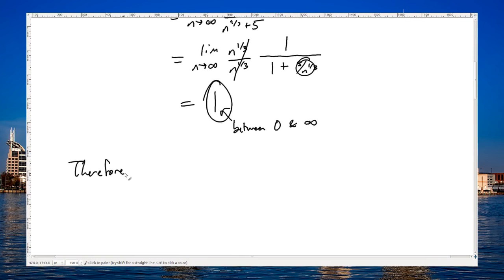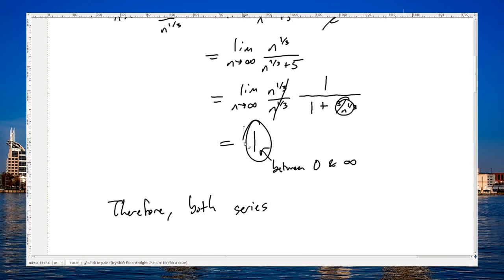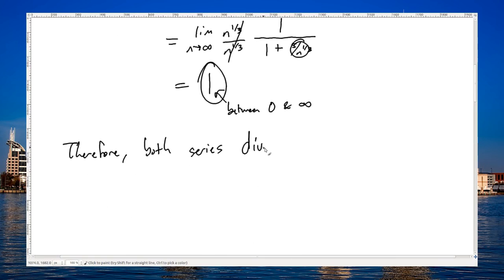Therefore, both series either converge or diverge. We already said that one of them diverges, though. We already knew that that one diverges. Therefore, both series diverge.